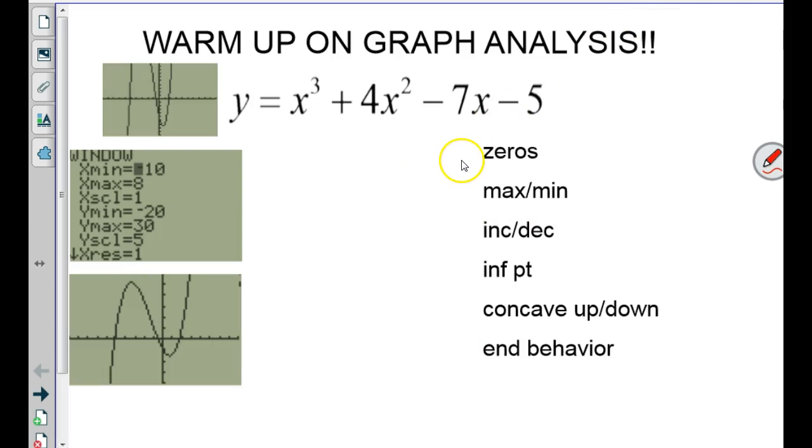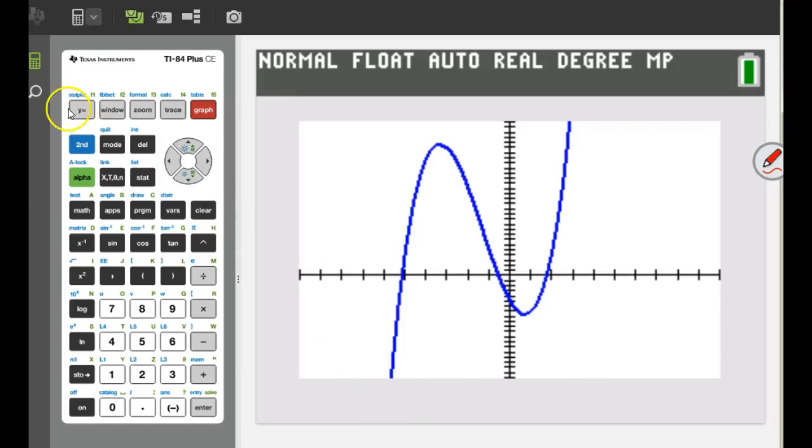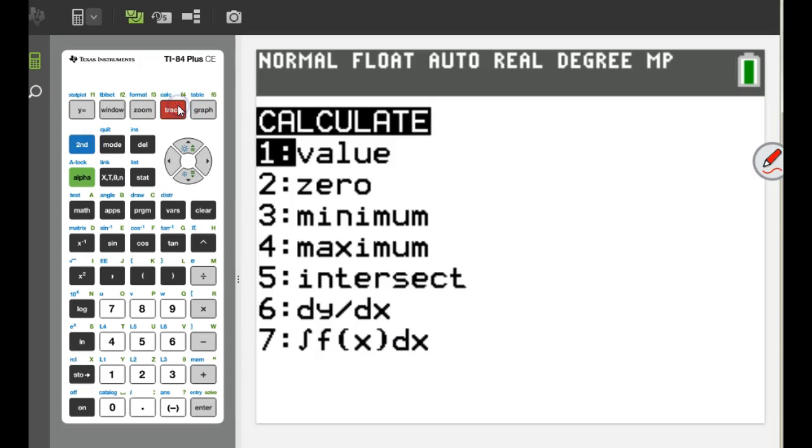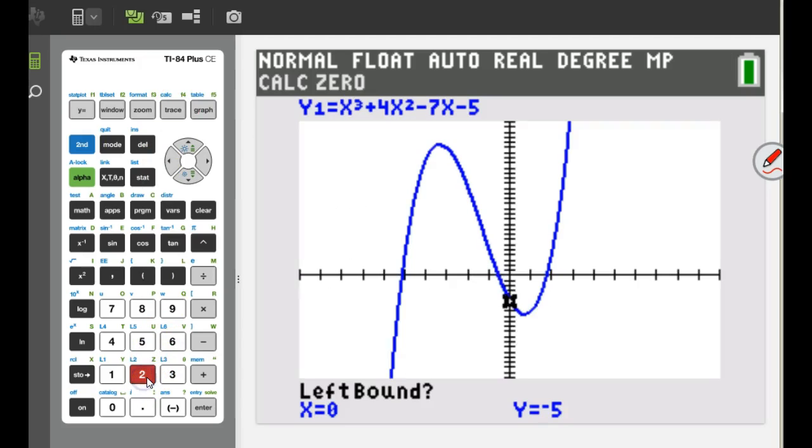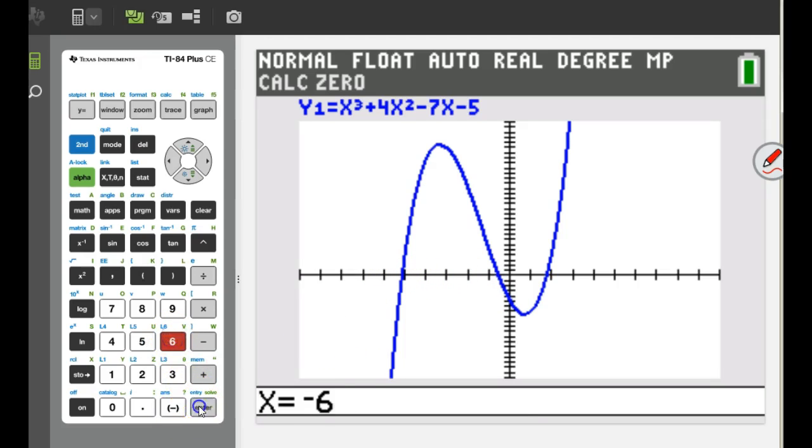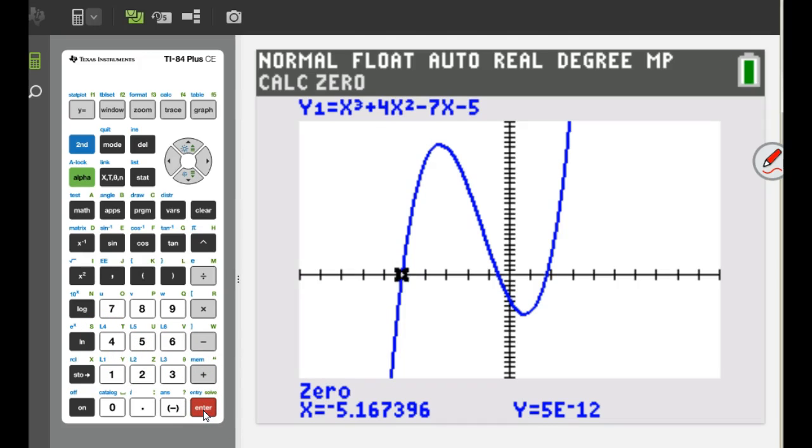Now we are to find the zeros. Do you know how to find the zeros real fast? Second trace 0. So the first one, you want to type numbers in? It's like between -6 and -4, maybe? Okay, what does this mean?